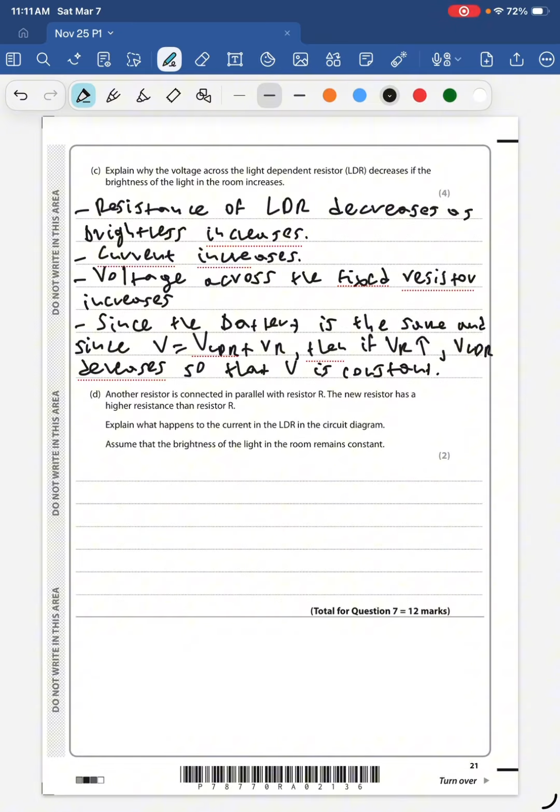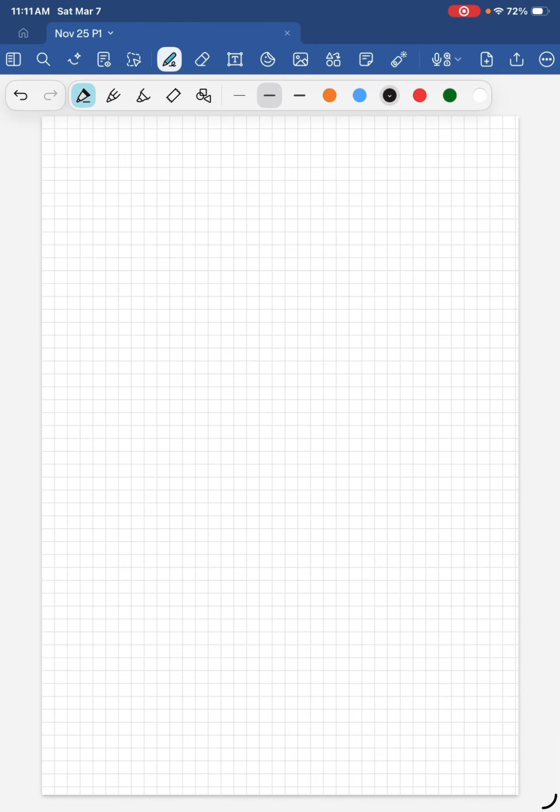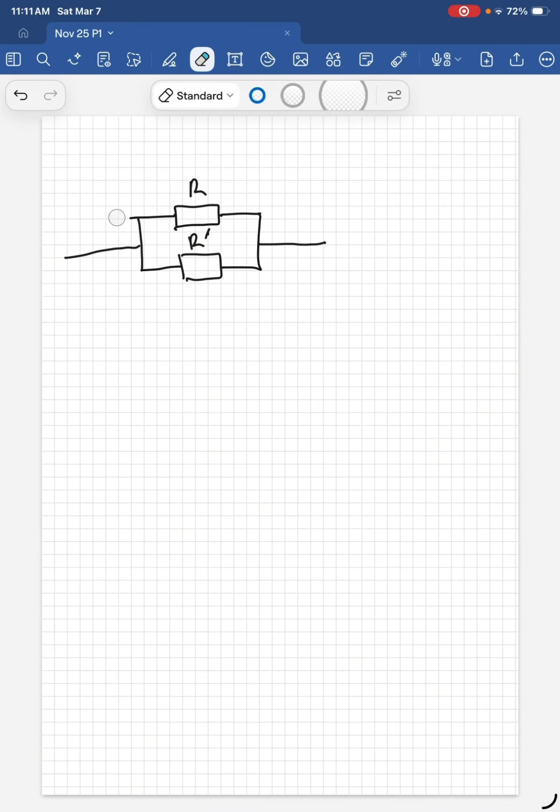So, I don't know if you learned this at this level, but in this case we have R, and they say that we connect another resistor R prime in parallel. Actually, to make it simple, let's draw it like this. Let me know in the comments if you learn about this.